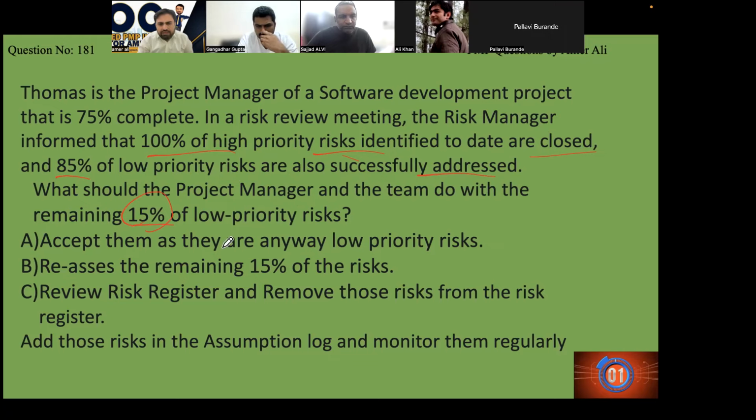Okay, accept them as they are, anyway they are low priority risks. Right answer. 100% right answer.